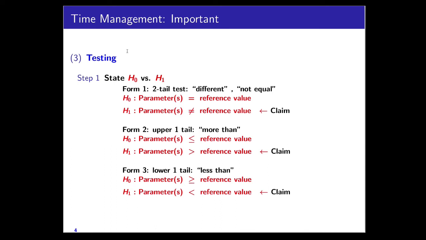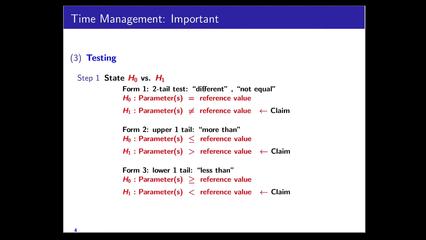Topic number 3 involves hypothesis testing. We will follow the 3-step procedure to solve the problems. Step number 1, state H0 versus H1. There are 3 forms of the testing based on the keywords. If the keyword is different or differ or not equal, we have a two-tailed test.